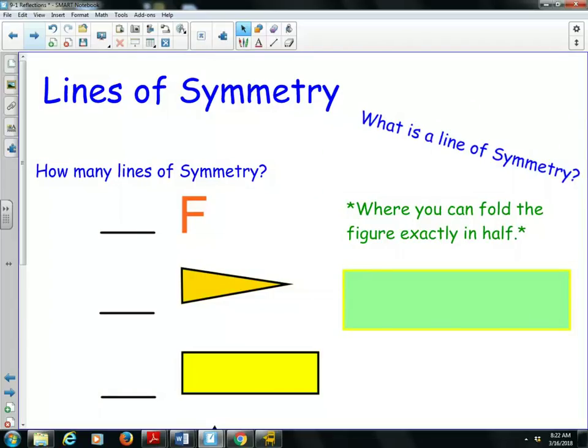Okay? So how many lines of symmetry does the letter F have? Sometimes our alphabet can have lines of symmetry. The capital A, for example, if you fold it right down the center, it's the same on the left side as it is on the right side. You could fold it exactly in half.